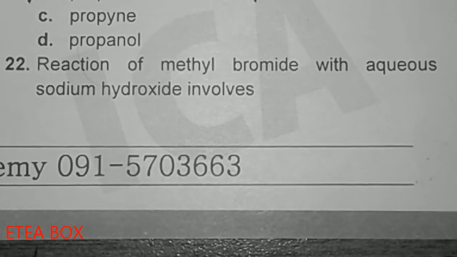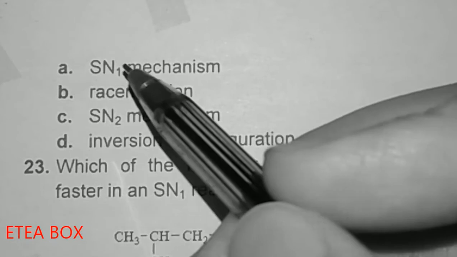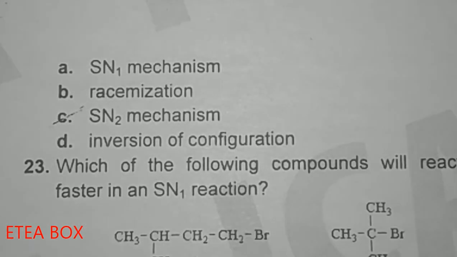Reaction of methyl bromide with aqueous sodium hydroxide involves, so when methyl bromide is reacted with NaOH, it will give the SN2 mechanism. Okay, SN2 reaction will occur because primary alkyl halide undergoes the SN2 mechanism.